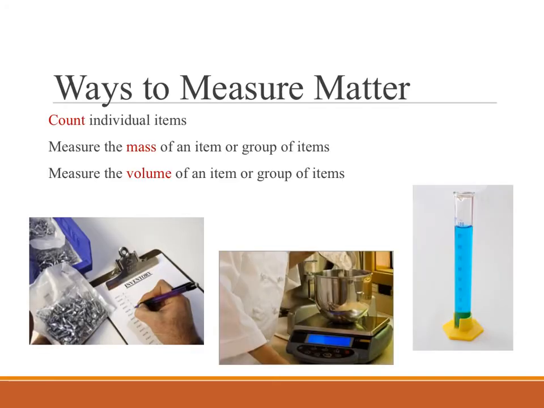I want to start by thinking about three ways that we measure matter. Sometimes we count individual items because we want to know exactly how many individual pieces we have. Other times we take the mass of an item because we want to know how much it weighs. Or with some things, we measure the volume. We want to know how much space it takes up. When we're thinking about measuring atoms, there are times where we want to count the number of atoms, and there are other times when we're measuring those atoms by mass or by volume.